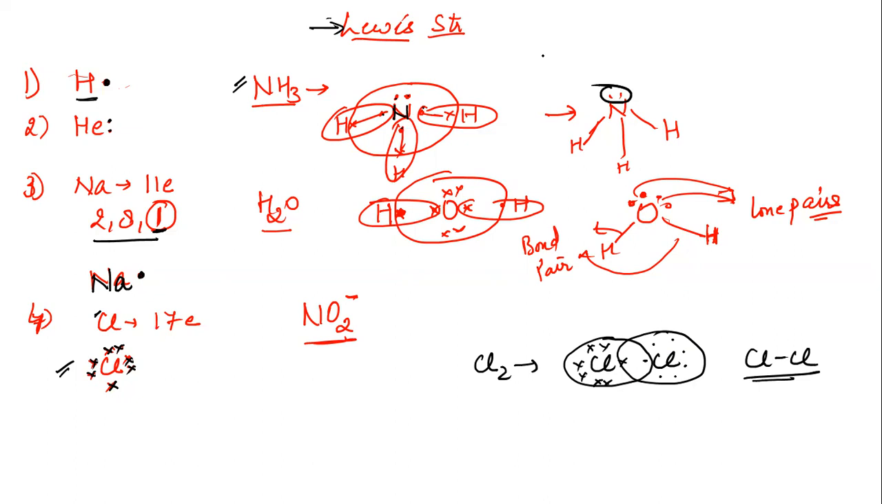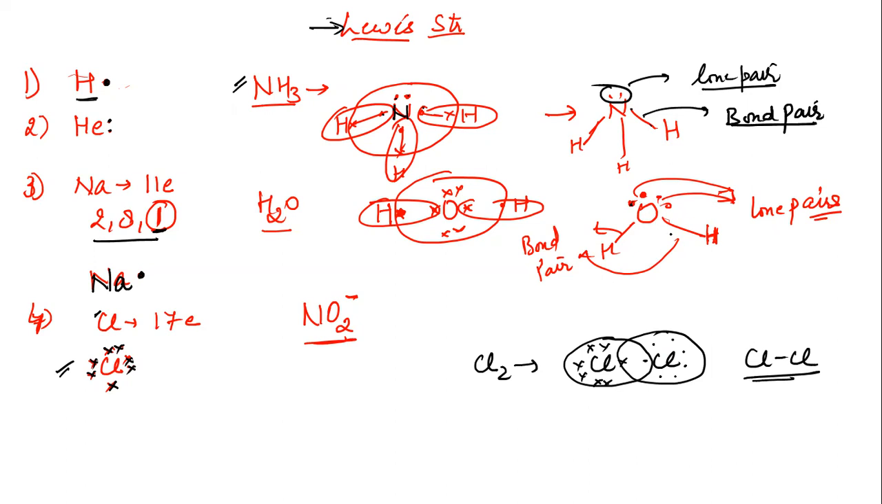Now this pair of electrons is not participating in the bond formation. This is known as a lone pair. Don't touch this. So lone pairs are those pairs of electrons which are not participating in the bond formation. Now these pairs of electrons are known as bond pairs. Clear? Similarly in water also, this is the lone pair and these are the bond pairs.